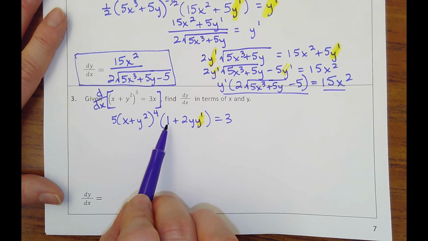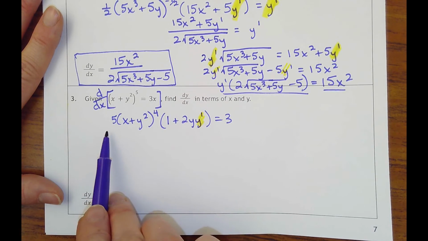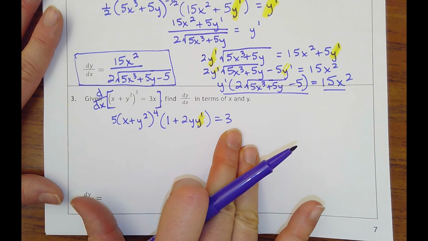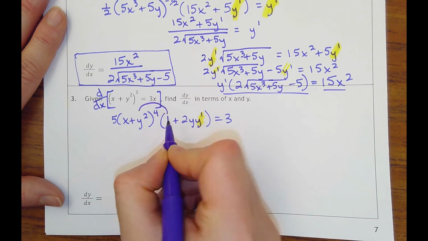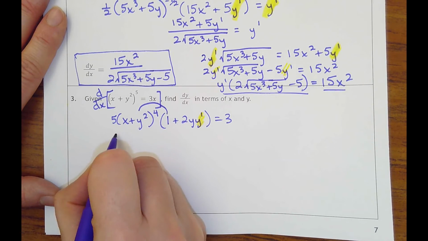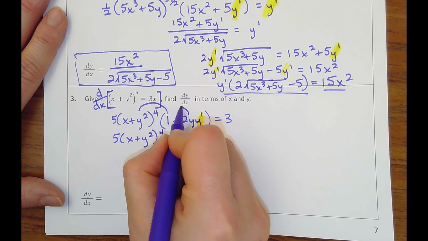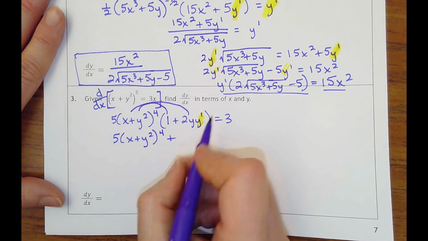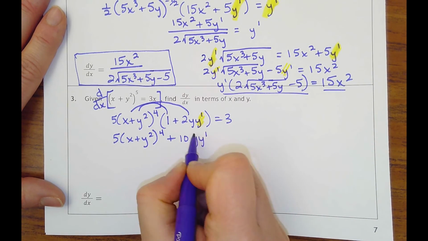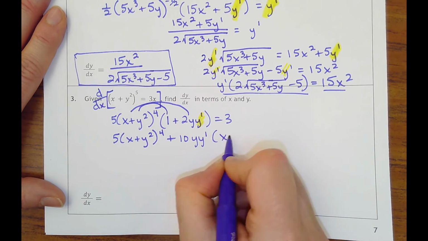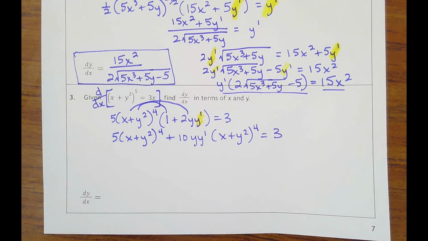And so, thinking what the best option is here. We can distribute again. Is there any other thing? Yeah, okay. I could divide this whole thing away. No. Okay. I'm going to go ahead and distribute. So I've got 1 times this whole thing. So it'll still be 5 times x plus y squared to the 4th. Plus, I'm going to take this term times this whole thing. 2 times 5 would be 10. I'm going to keep the y prime in front, then times the x plus y squared to the 4th, equal to 3.